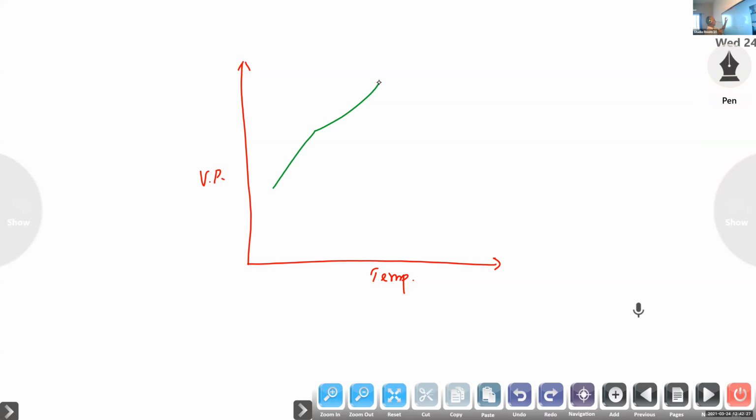The nature of the graph: from this bend, this part is almost a straight line. The other portion is curved, and that is the vapor pressure temperature graph for pure solvent. In the curved portion, you may call this point A. Above point A, the curved portion is the liquid form of the solvent. Graph for the solvent in the liquid form.